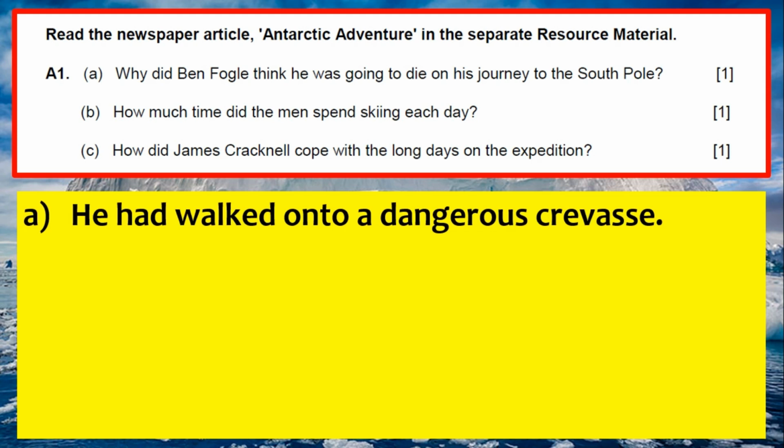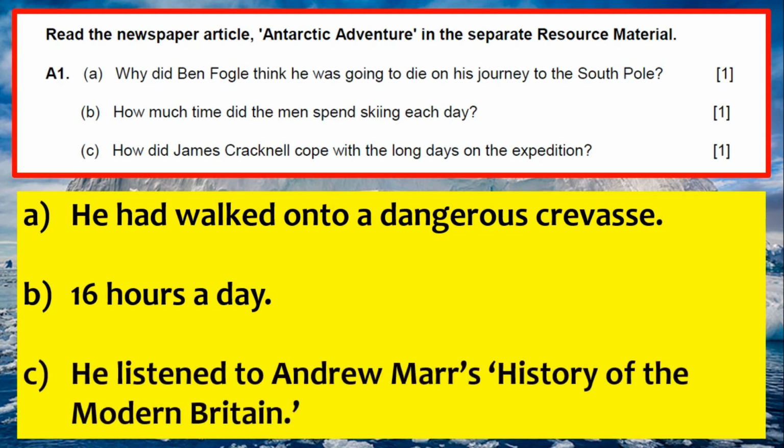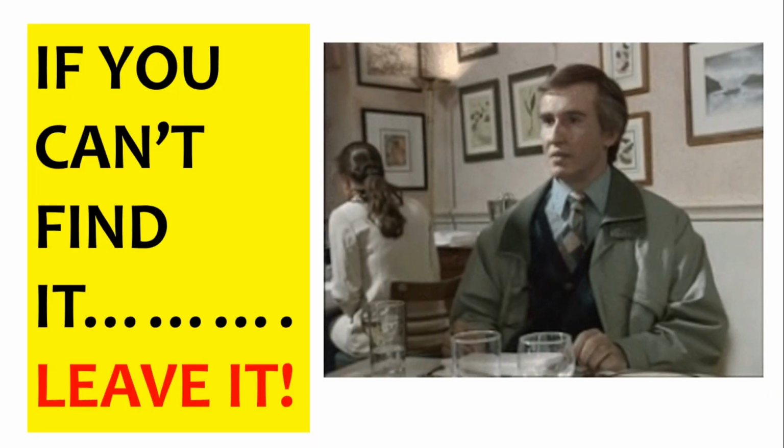How much time did the men spend skiing? Find it in the text, it was 16 hours. How did James Cracknell cope with the long days on the expedition? So find a bit about James Cracknell, and it said he listened to Andrew Marr's History of Modern Britain. So we don't need any PEEs, just find the question, find the answer, and write it down.